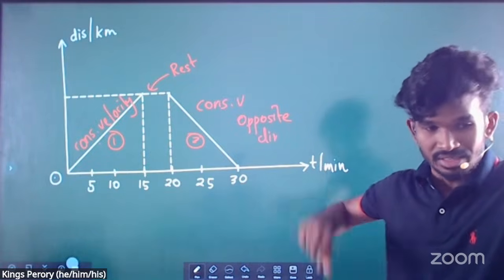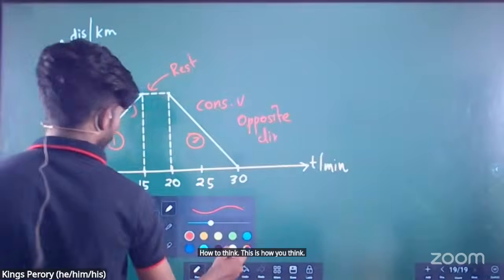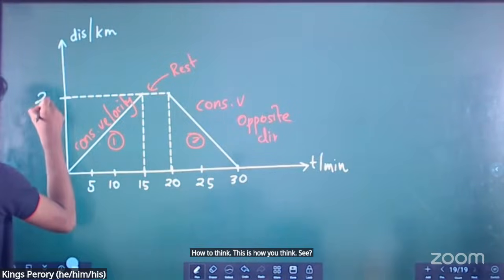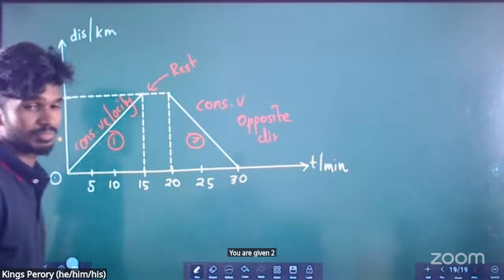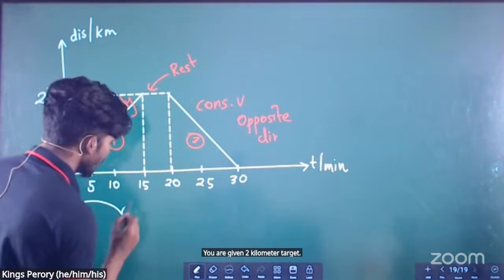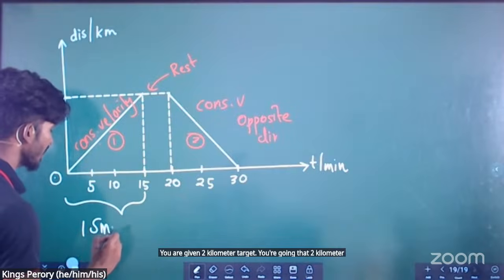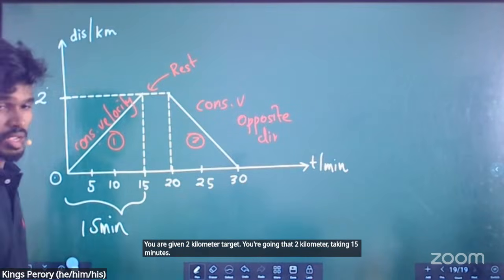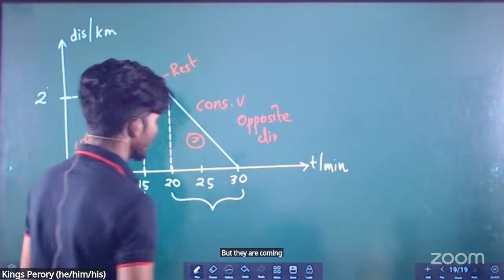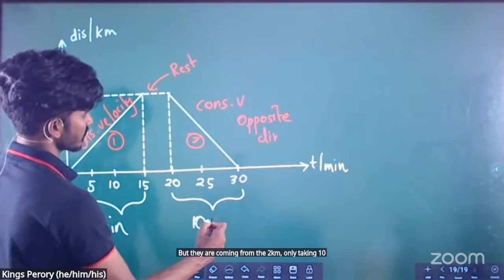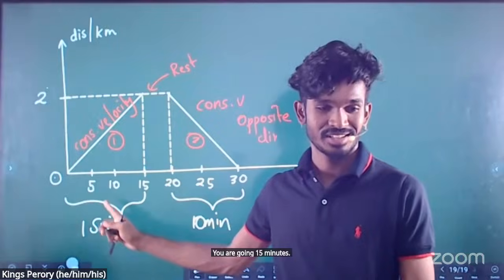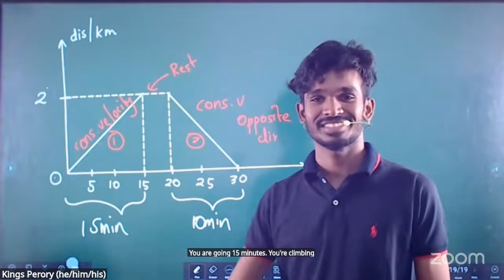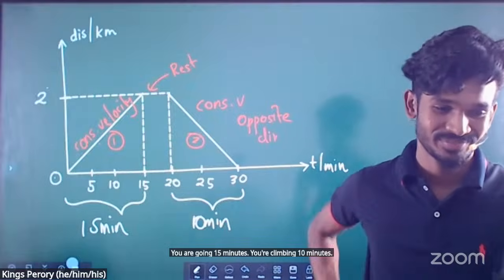How to think? This is how you think. 2 kilometers is the target. You are given a 2 kilometer target. You are going the 2 kilometers taking 15 minutes. But you are coming back from that 2 kilometers taking only 10 minutes. You are going 15 minutes. You are coming 10 minutes. Very fast.